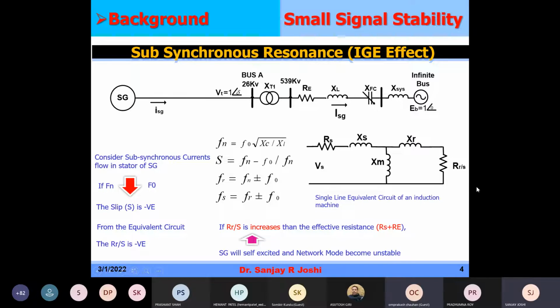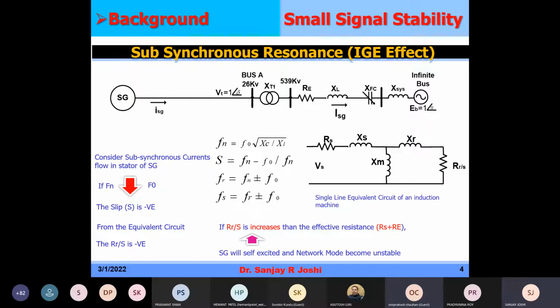Now if the slip becomes more and more negative, Rr is not dependent on the speed of the machine, but if this S becomes more and more negative, and that value is more than Rs plus Re together, then this synchronous generator becomes self-excited and the network mode gets unstable. We will see the eigen analysis also.